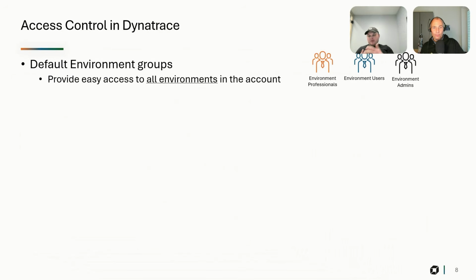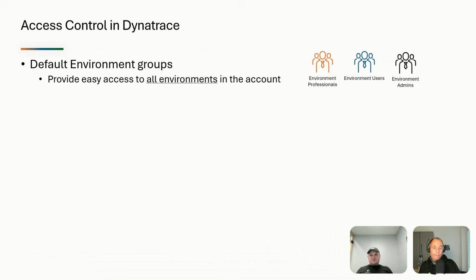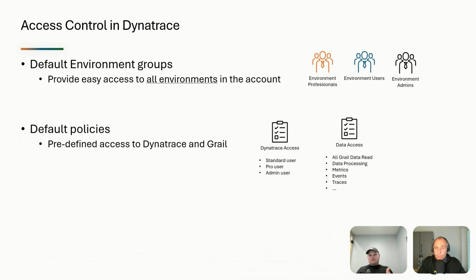To give that a bit more flesh, what other concepts are there based on what we've just seen? We have groups, and to make it easy for you, we also provide default groups, so that if you want to quickly get access to Dynatrace, you can use these default groups to get access to all environments in the account. We provide you a set of default policies. So these are predefined access.